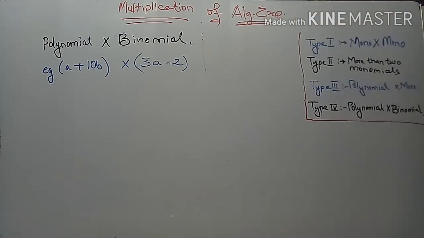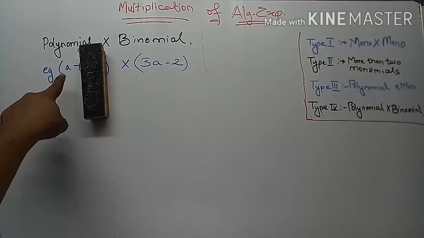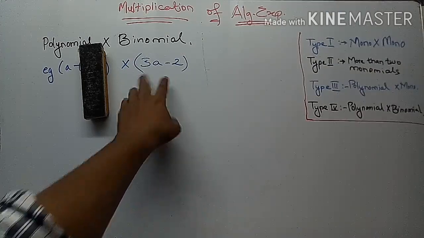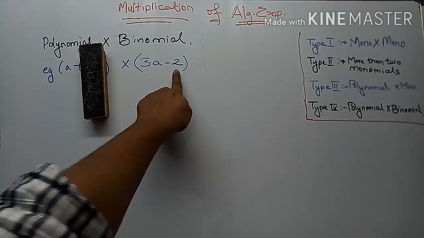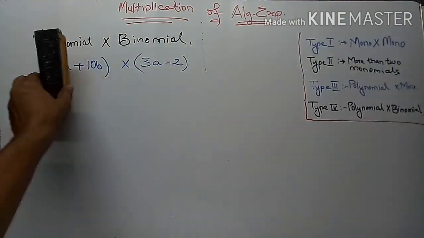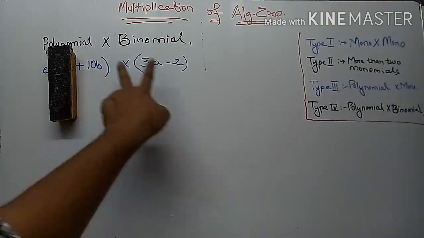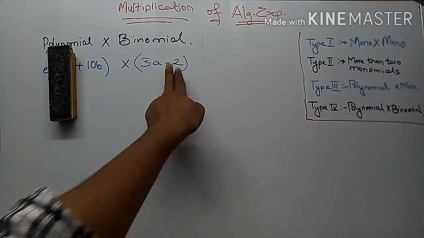Now if you want to study this type, you just need to remember the previous type, which was polynomial multiplied by monomial. If I keep this duster over here, what you see is over here only one term. That means this is a monomial multiplied by binomial. That means you will multiply a with 3a minus a with 2. Then we'll have 10b again. So 10b using distributive property multiplied with this. So 10b multiplied by 3a plus 10b multiplied by minus 2.